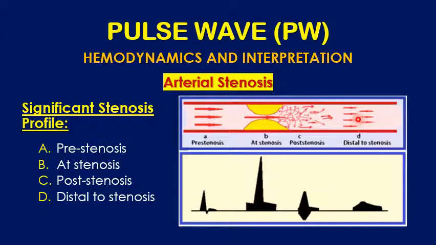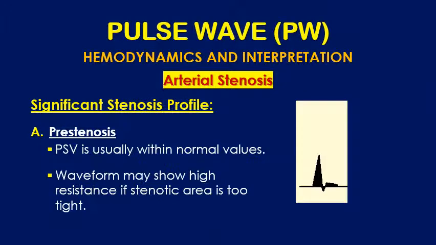And this is the one that has the tardus parvus. So again, we have pre-stenosis, at stenosis, post-stenosis, and distal to the stenosis. And these are the coinciding spectral waveforms that are matching these areas. We'll come to these in detail here.